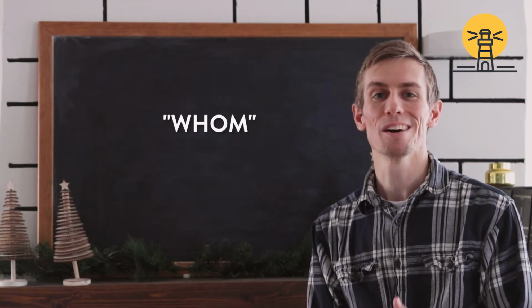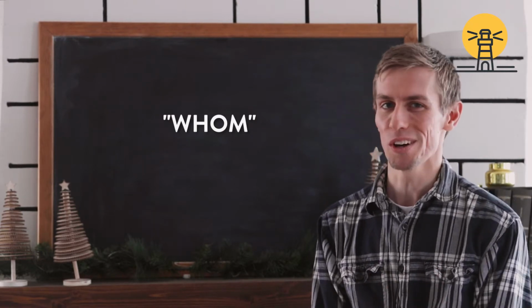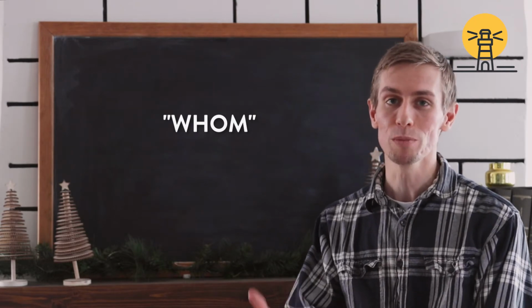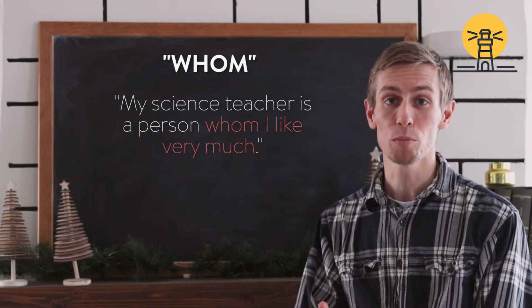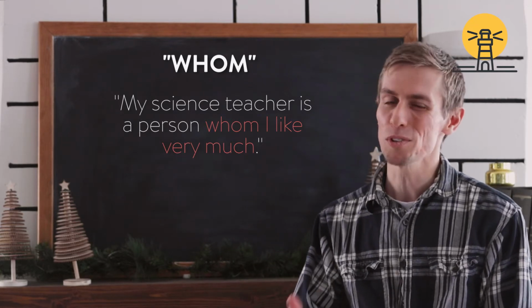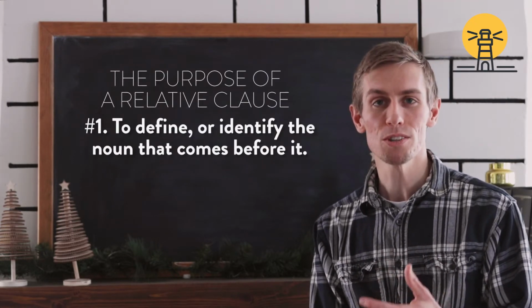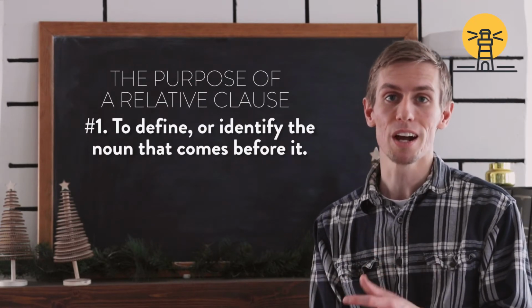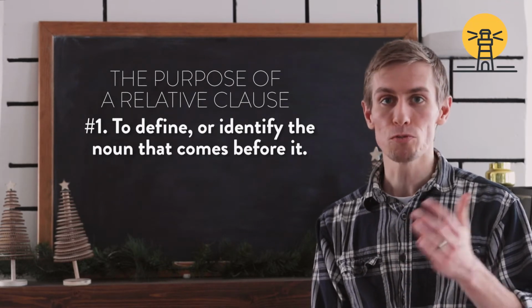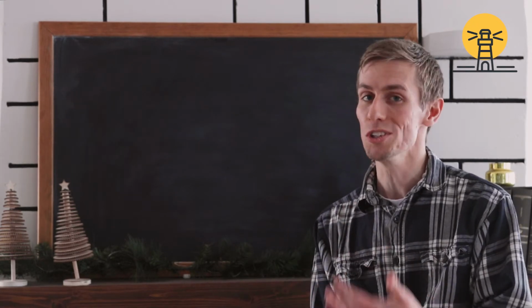We also have a relative pronoun called whom, but we don't use it very often in normal English. It's a little bit more for Old English. An example would be, my science teacher is a person whom I like very much. But again, we don't use it very often in normal English. The main purpose, like I said, of a relative clause is to define or identify the noun that comes before it. So, the noun that comes before it is going to tell you which relative pronoun you should use.